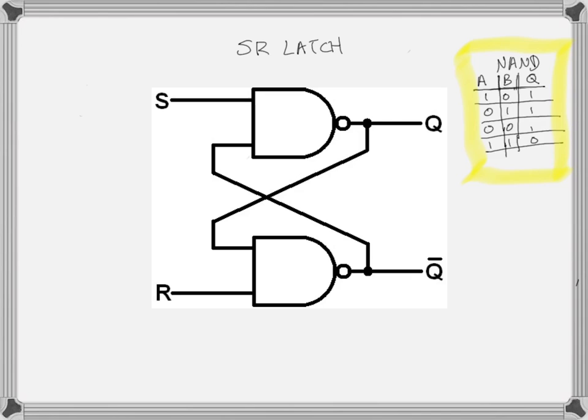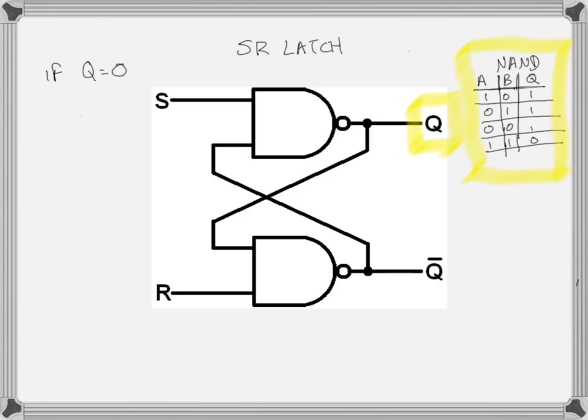Let's just start with an indeterminate state. Indeterminate in the sense that when we're starting, before we start using the SR latch, let's say we don't know what the output is. So we don't know what Q is. We could always measure it, but if Q equals 0, let's see what happens.